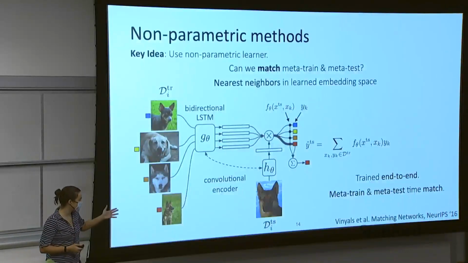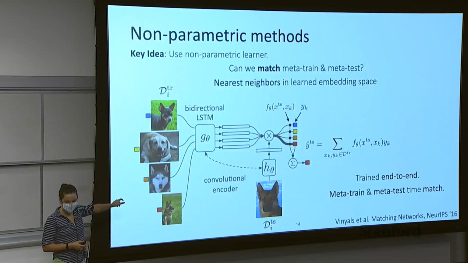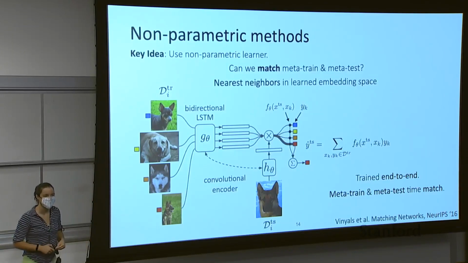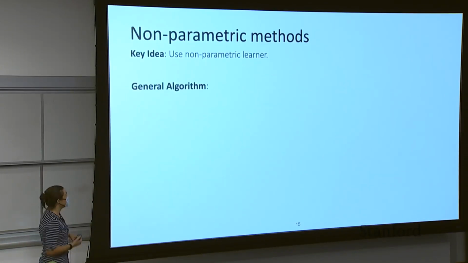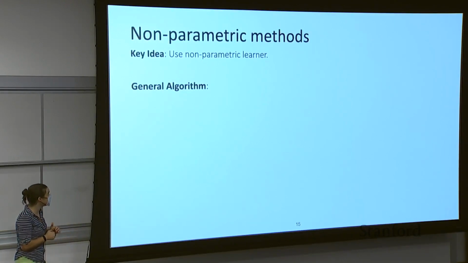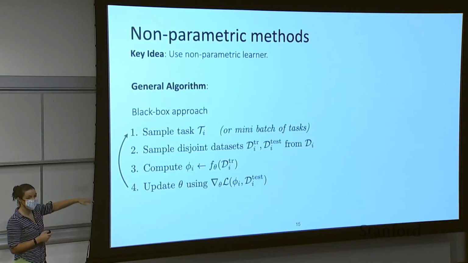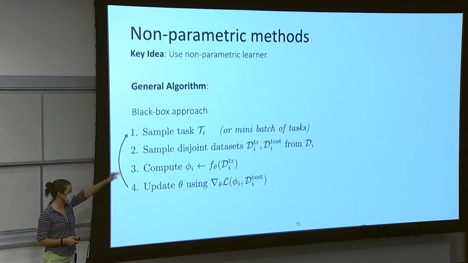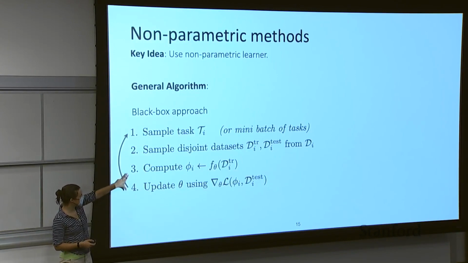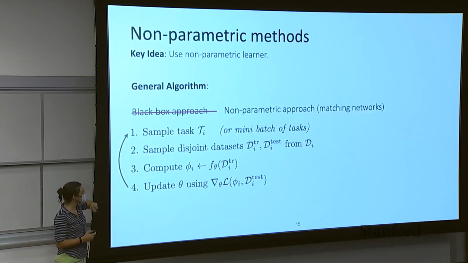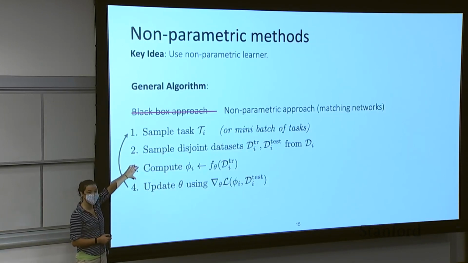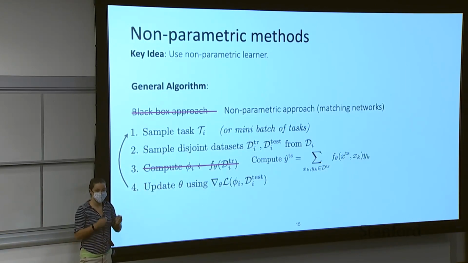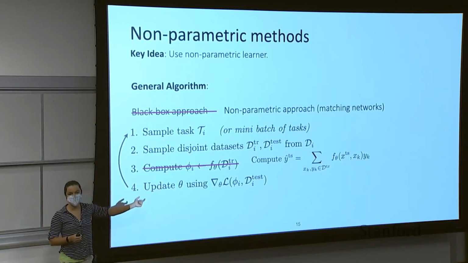Okay, so one of the things you can note here is, unlike the Siamese networks, meta-train time and meta-test time match. So we're doing N-way classification both during meta-training and during meta-testing. Okay, so in terms of the algorithm, we could take the algorithm that we learned before from the black box approach, where we sample tasks, sample data sets, and then learn from the training data. And what changes is these two steps right here. So instead of computing some parameters for solving that task, we're instead going to be computing labels according to nearest neighbors in some embedding space.